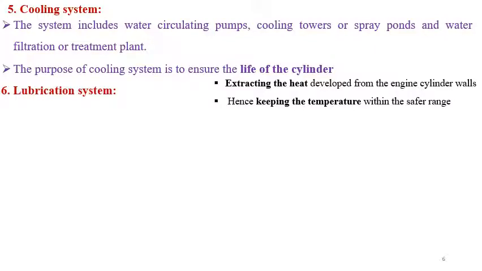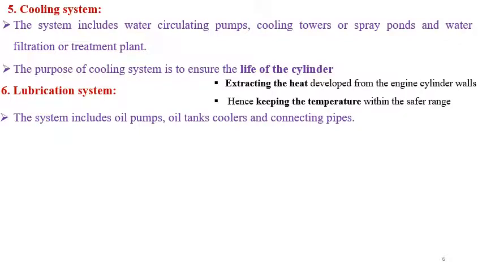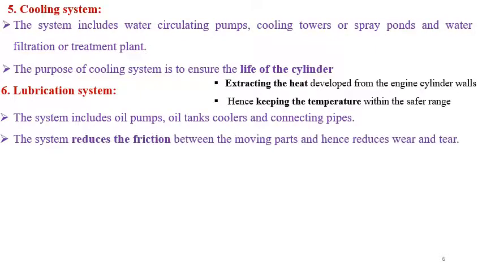Next, lubrication system. We know that lubrication is very much essential for any engine, because we have to reduce the friction between the two mating surfaces, and also we have to cool the engine. The system includes oil pumps, oil tank, coolers, and connecting pipes. The system reduces the friction between the moving parts and hence reduces the wear and tear.